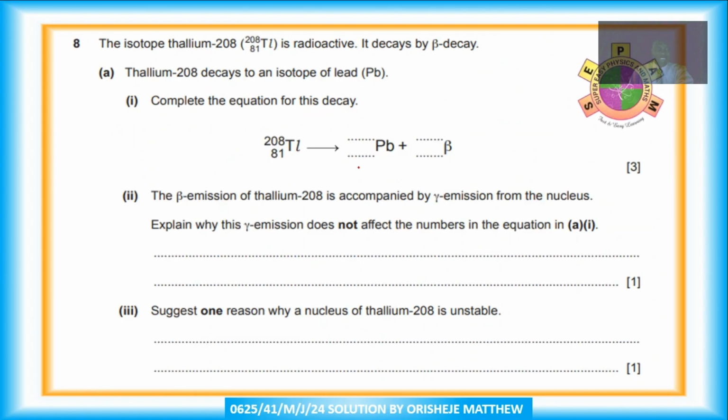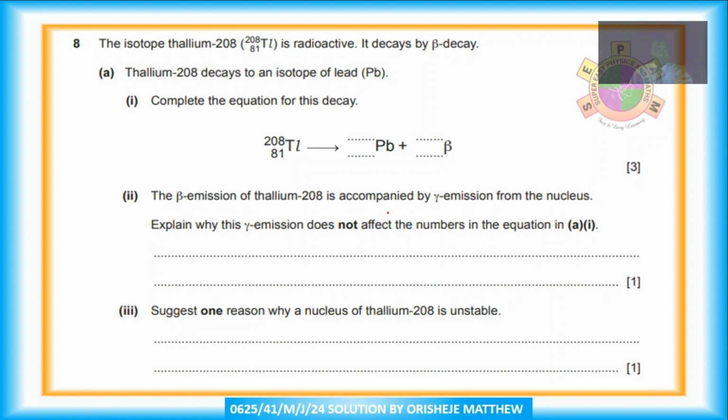Question 8. The isotope thallium-208 is radioactive. It decays by beta decay. Thallium decays to an isotope of lead. Complete the equation for this decay.